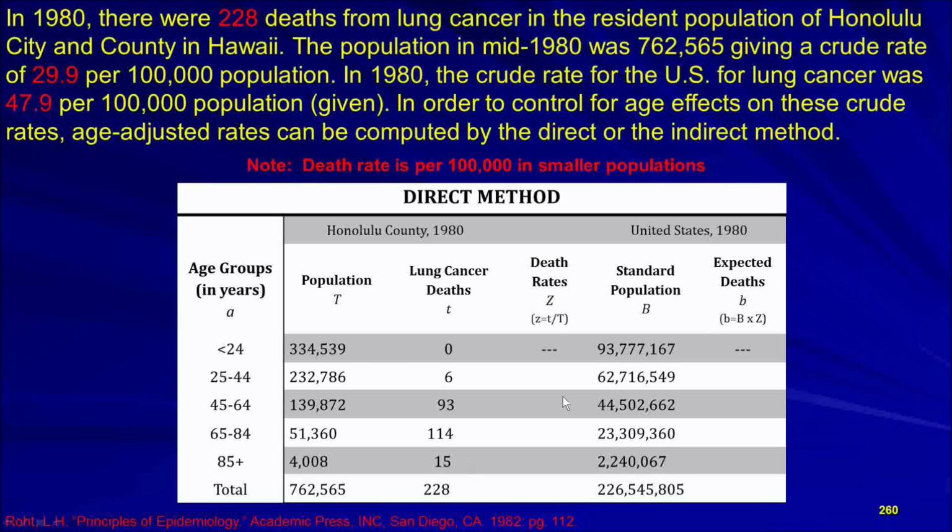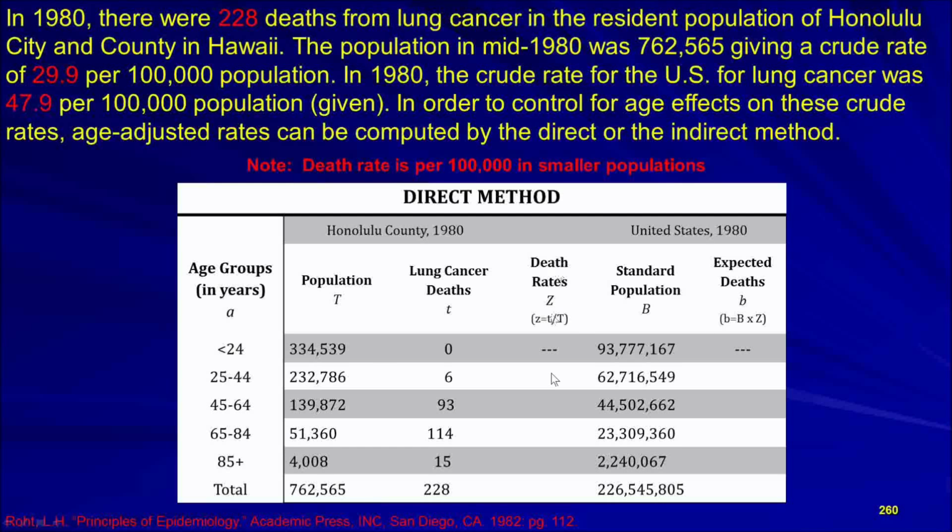All right? This is the standard population. This is the U.S. population of 1980. And you can see we have the distribution of the deaths per age group, and we have the total population at that time. Notice how much our country has grown by looking at these values. Now, so far this should make sense to you.